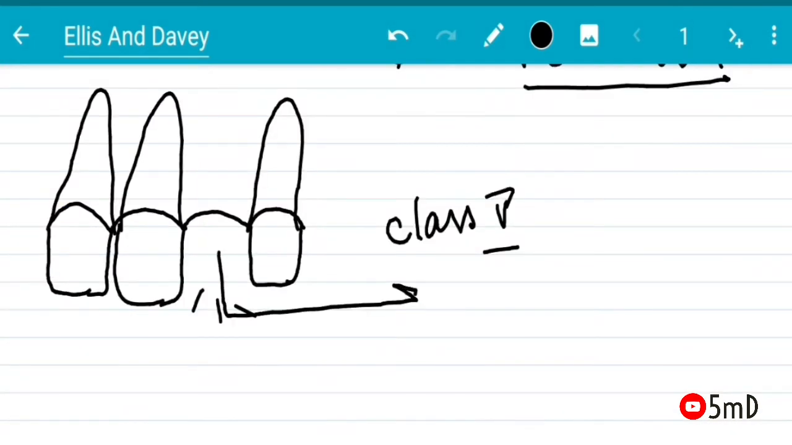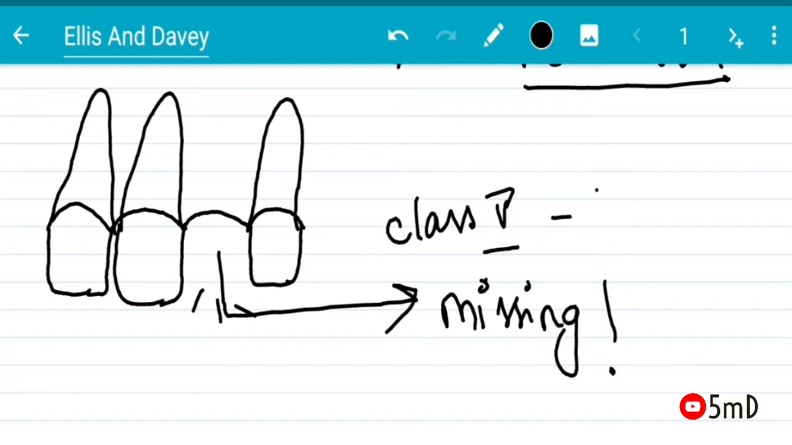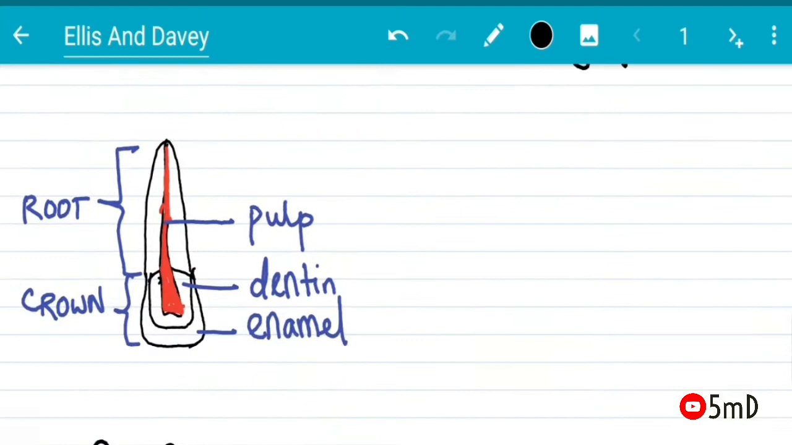So what will be class 5? The tooth is missing. Can you see? It is avulsed. It is displaced from the socket. It is no more in the socket due to trauma. So that type of fracture, that type of trauma is called avulsion, and that forms the class 5 of Ellis and Davey.